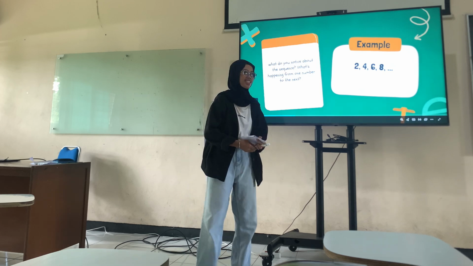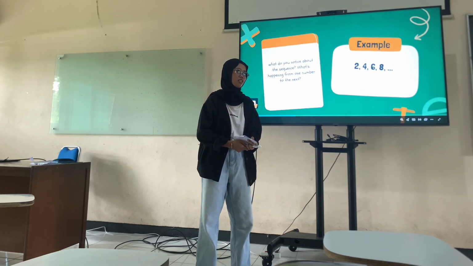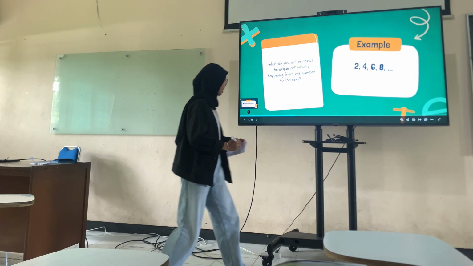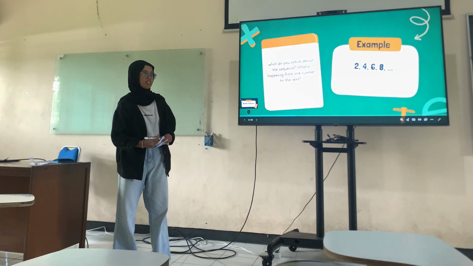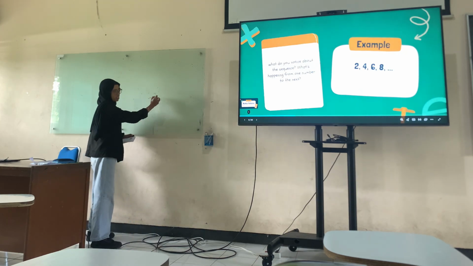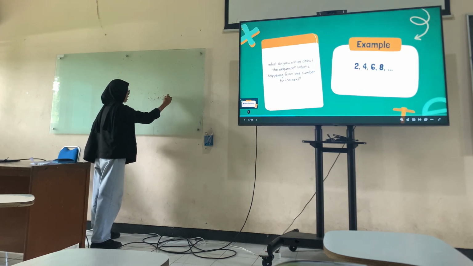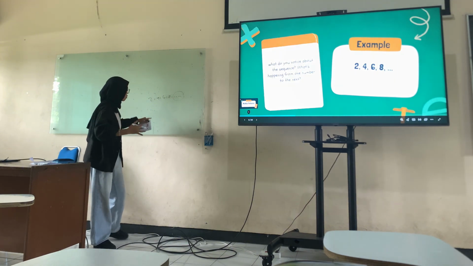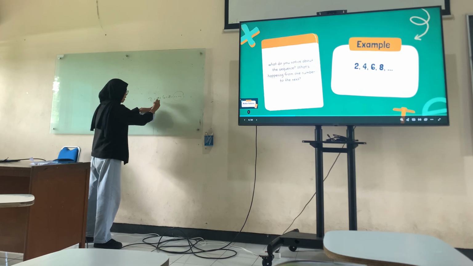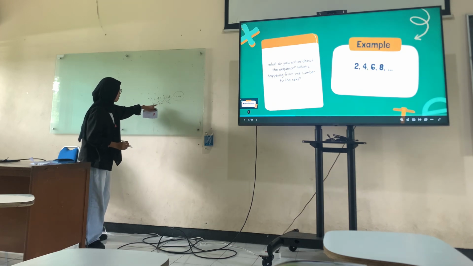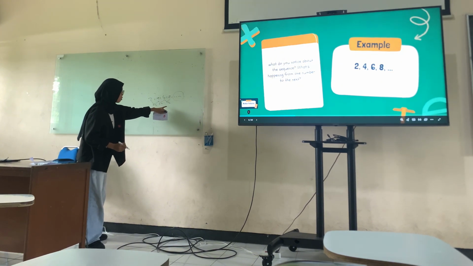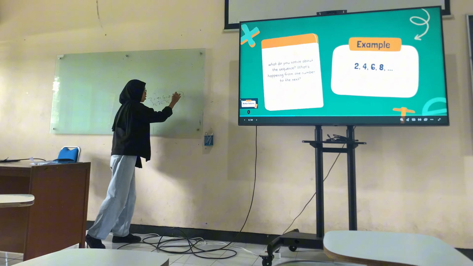I find that the pattern is addition of 2. So 2 plus 2 is equal to 4, then 4 plus 2 equals 6, and 6 plus 2 is equal to 8. Alright, that's absolutely right. To continue the numbers, you have to know the pattern first. Like the student said, each number here is added by 2. 2 added by 2 is 4, 4 added by 2 is 6, 6 added by 2 is 8, and 8 added by 2 is 10. So the next number here is 10.